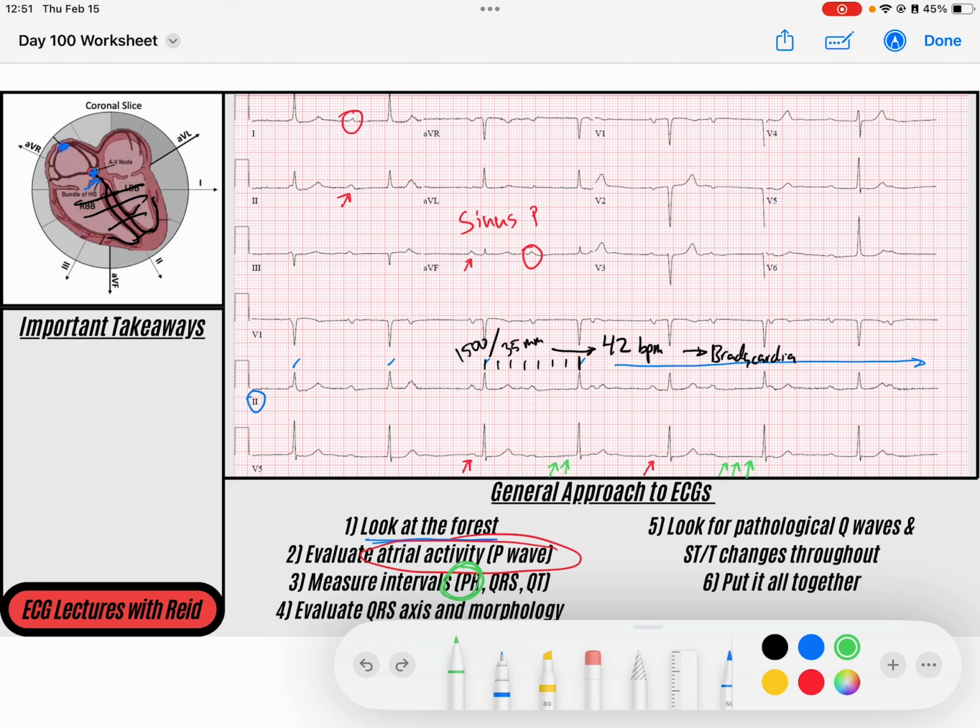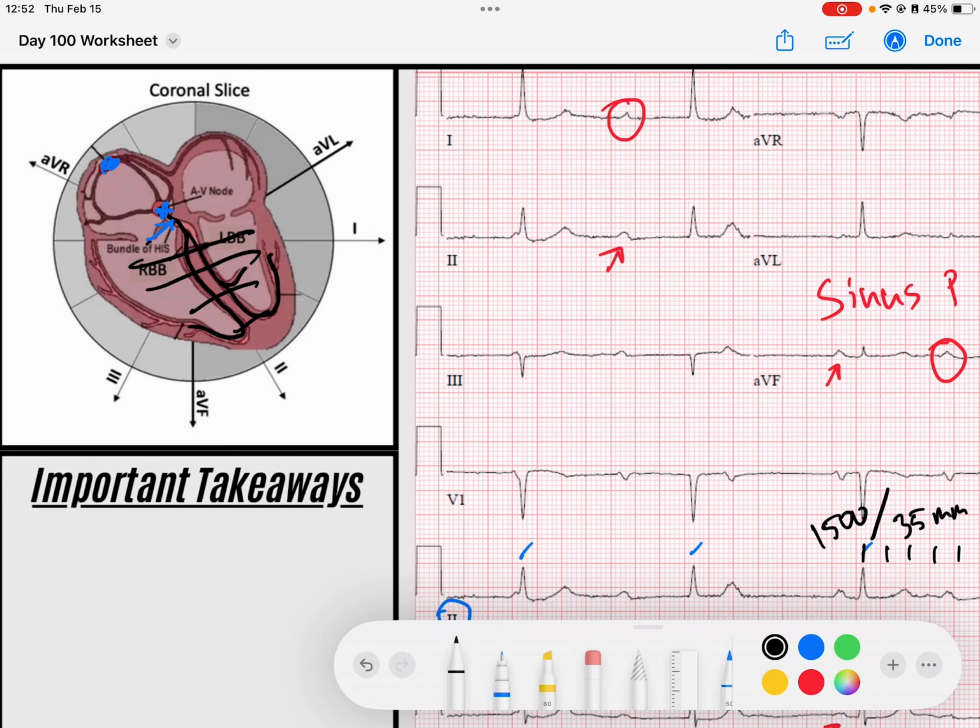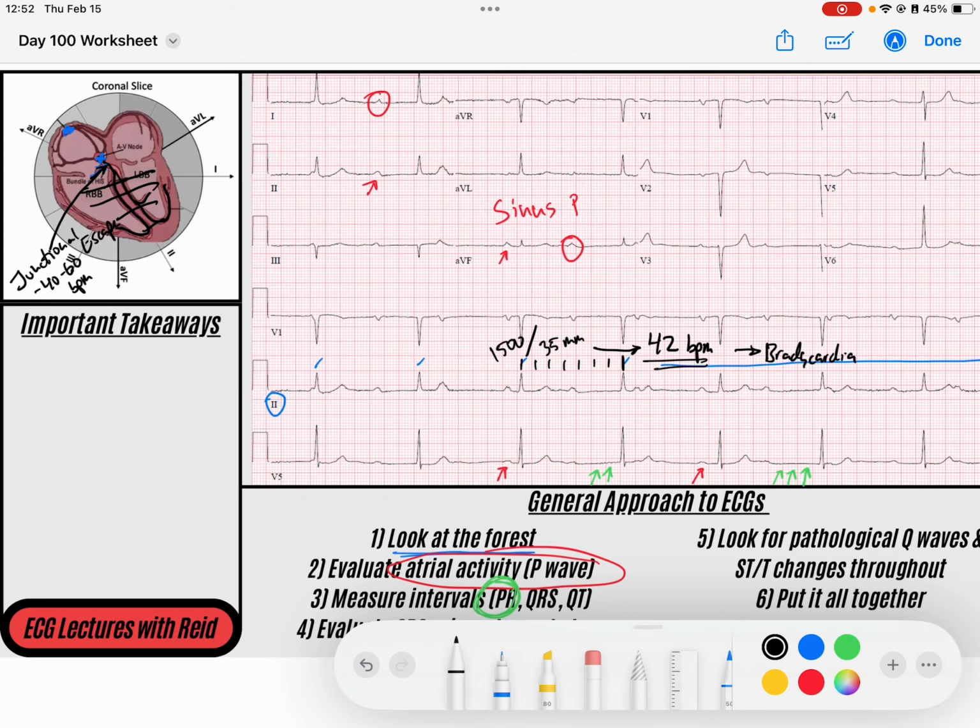driving this rhythm? Something that I want you to have seared into your brain is we've got a narrow complex bradycardia at 42 beats per minute, and it's regular. Okay, and we know that the AV junction, which sits right here, is able to produce a narrow complex rhythm at 40 to 60 beats per minute. We call that a junctional escape. And junctional escape rhythms are regular, and they tick away at that rate.